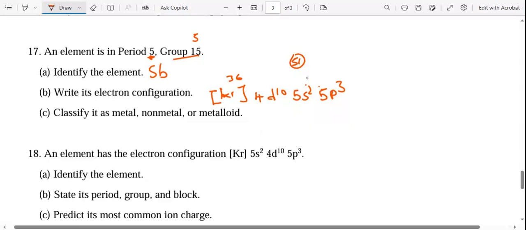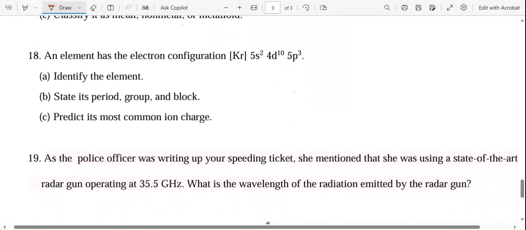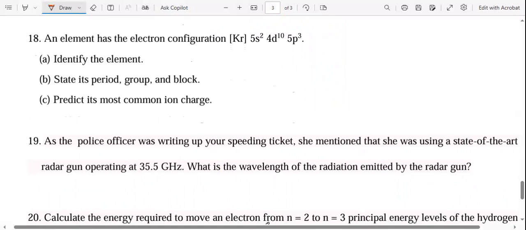So coming now to question 18. Question 18 is saying, identify the element. When you check at this element, the element here is the same antimony, Sb. Then state its period and group. The period they already gave us, it was 5. Then the group should be 5 as well, 15, which is 5.